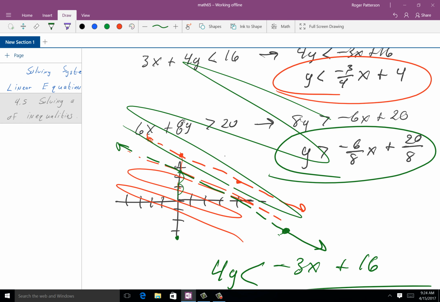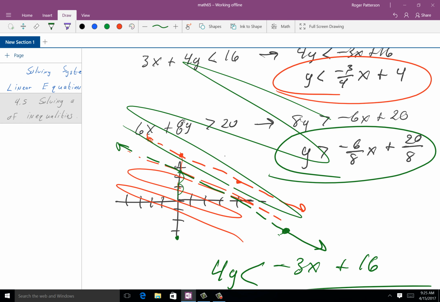You can see that it shades it and dashes a line and everything for you. Then I'm going to go y greater than negative 6 divided by 8 x, make sure you put the x up, plus 20 divided by 8. There it is.